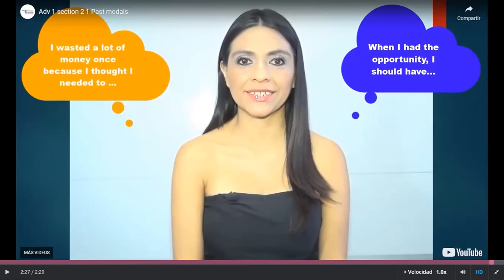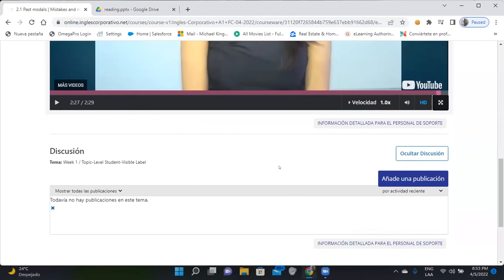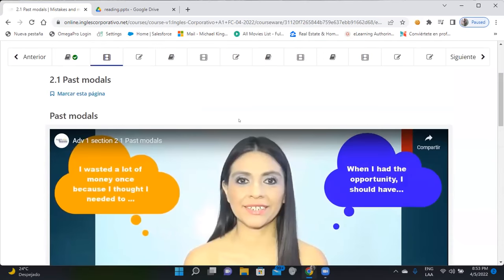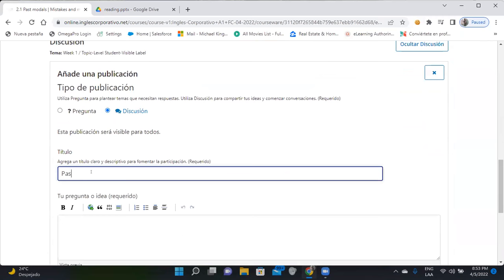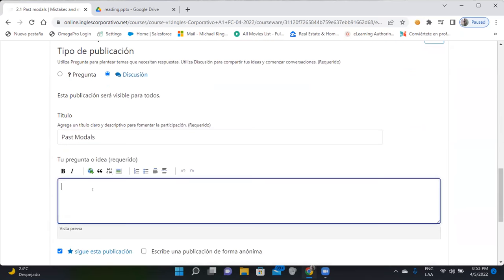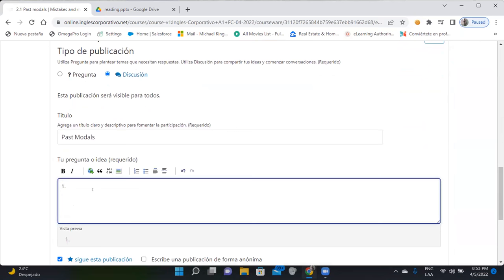Okay, so for this activity, I would like for you to give me at least 5 examples. You're going to go over here. You're going to go where it says, añade una publicación, and you are going to write past modals. For example, you're going to write 5 examples. 1, 2, 3, 4, 5. 5 examples.